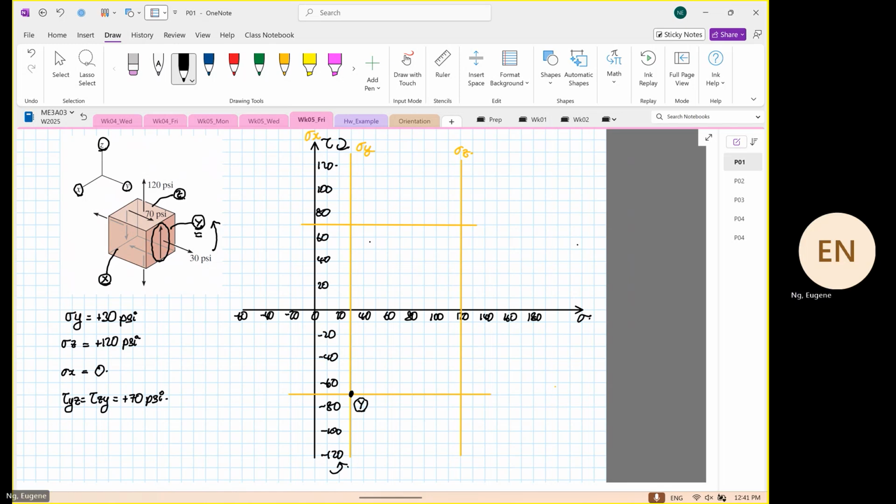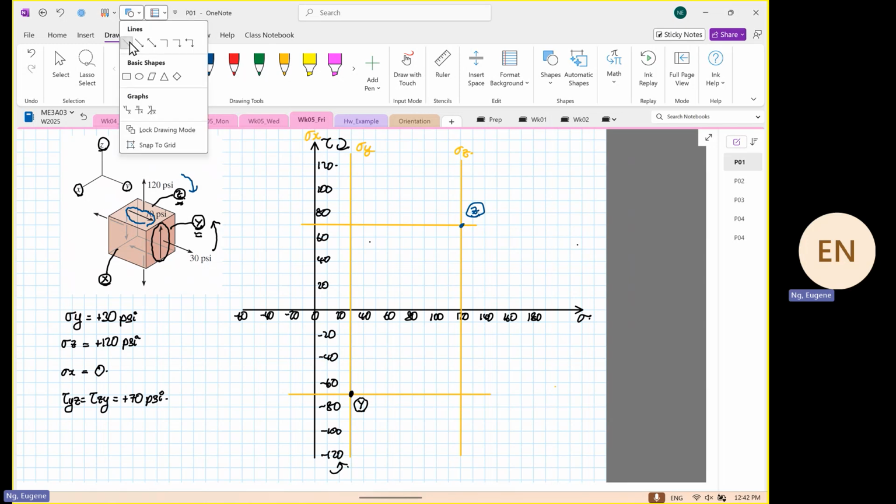Okay. And then next we're going to look at point Z. It's at 120. And then the element, based on this 70 over here, is rotating in a clockwise direction. So this is our point Z. Then from here, we are going to draw a straight line.